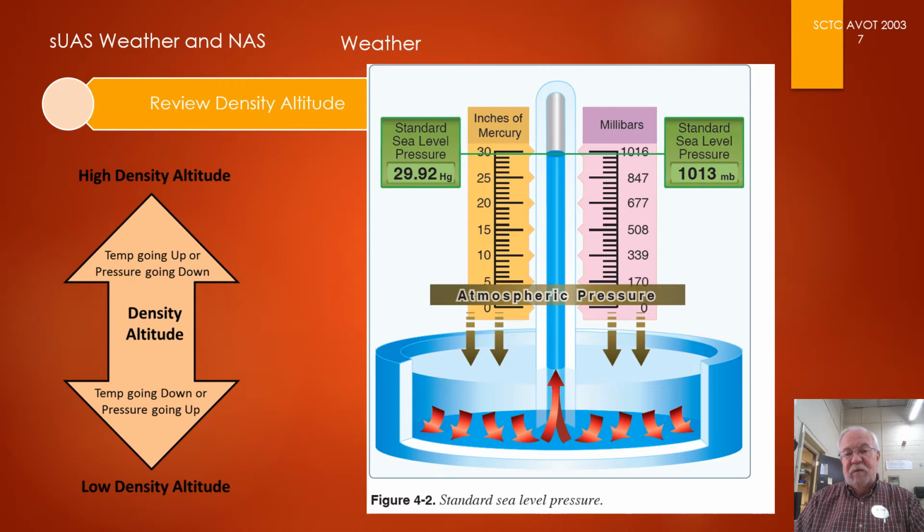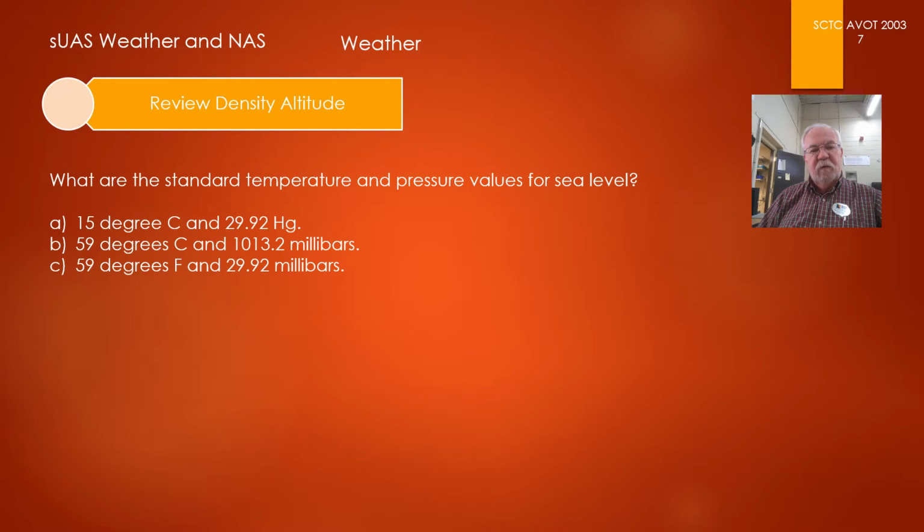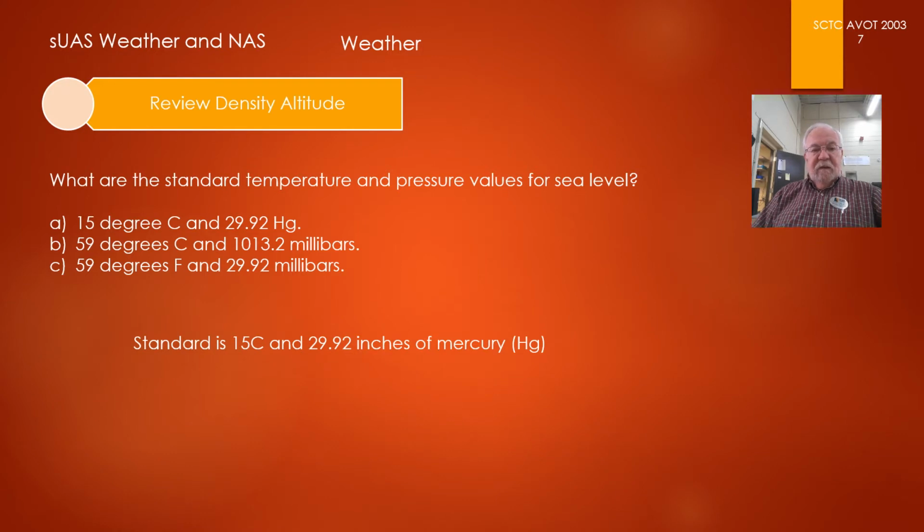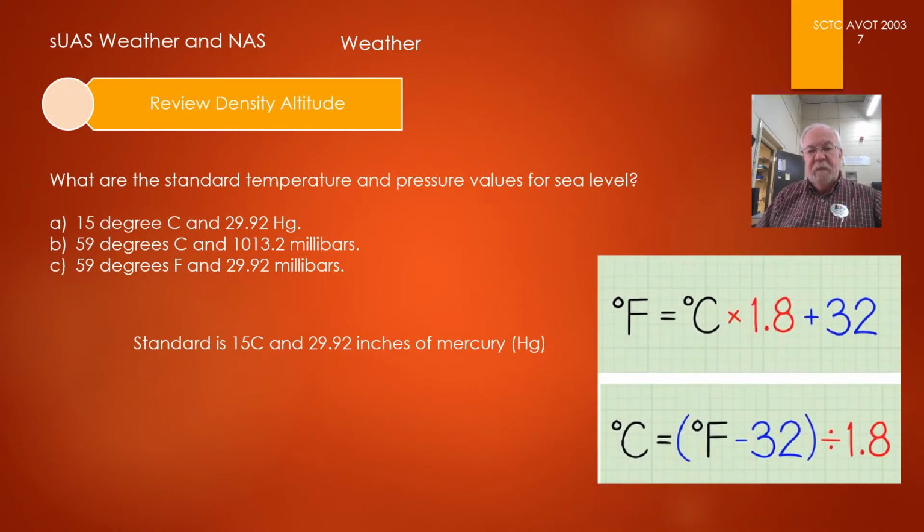Standard pressure is 29.92 or 1013 millibars. Normally in the US we use 2992. That's a number you just have to memorize. And there's a typical question for density altitude on the FAA written knowledge exam. What is the standard temperature and pressure value for sea level? A, 15 degrees C and 29.92 inches of mercury. There's the conversion factor as well, if you want to convert from Fahrenheit to C, either way.